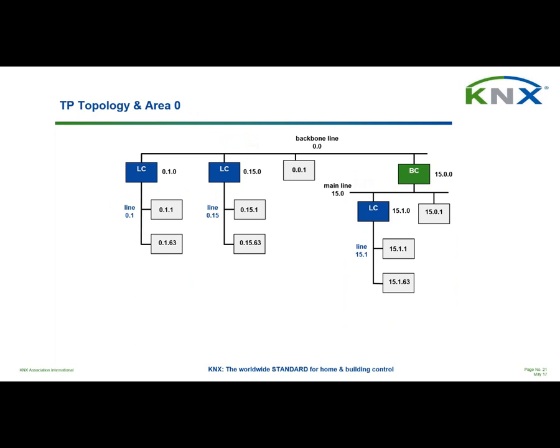However, out of completeness, I also want to point out that there is also such a thing as area 0. That is this here. These are 15 additional line couplers added to the backbone line. So there are 15 backbone couplers in the backbone, but there can also be 15 line couplers additionally put on the backbone. And that's what happened here.